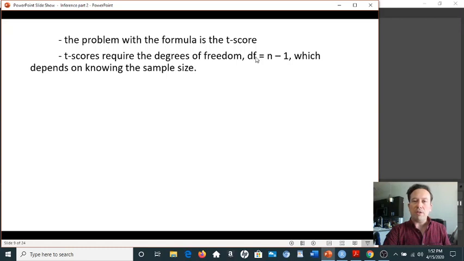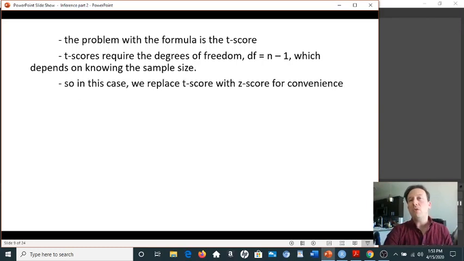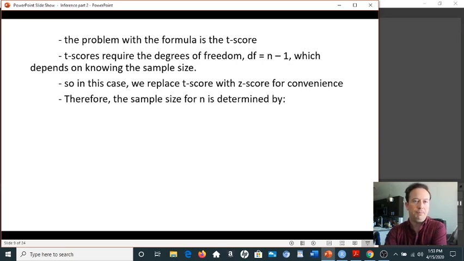So if you can't find the degree of freedom, that means you can't get the t-score, because the t-score relies on the degree of freedom, which depends on knowing the sample size. But if you're solving for the sample size, then this part can't be done. So then what we do, instead of t, we replace it with z. Because don't forget, when n gets large enough, t-scores become z-scores. So z-scores and t-scores are nearly the same when n is large enough. So z-score is a good, convenient replacement.